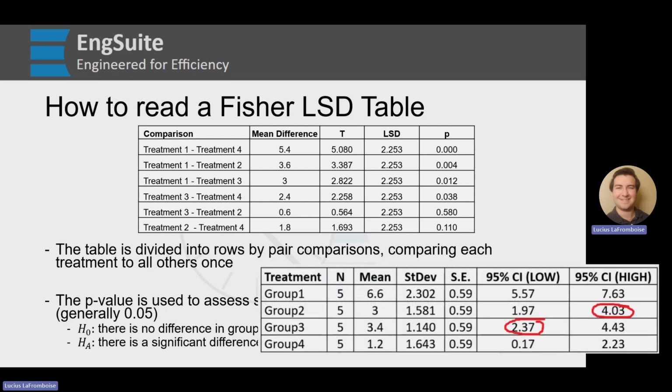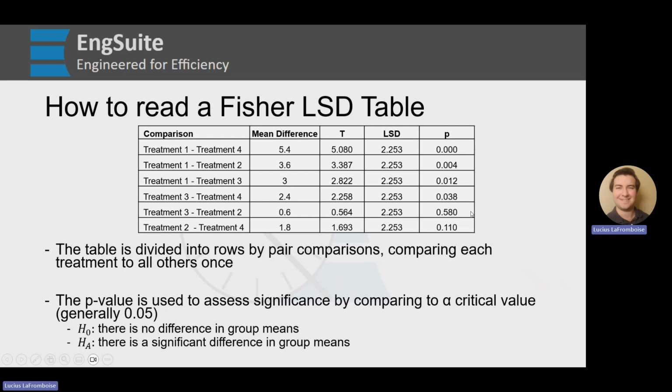So if we look at treatments 2 and 3, which we know from our confidence interval that we performed last time on the same data, that there was actually no significance based on that confidence interval. And if we look here, a p-value of 0.58 is much greater than 0.05. Therefore, we fail to reject the null hypothesis, and there is no significant difference in group means.